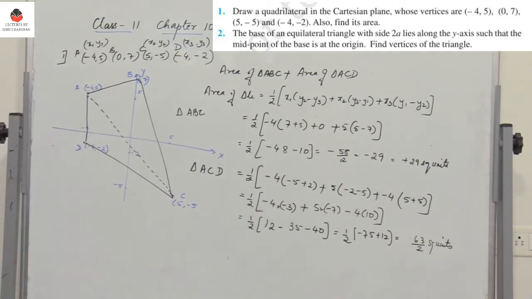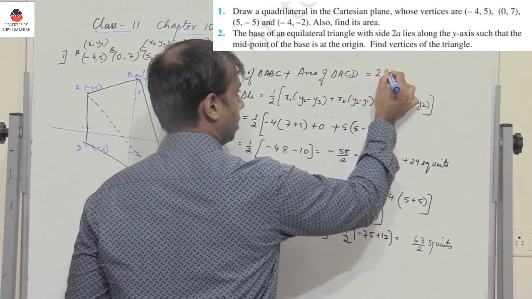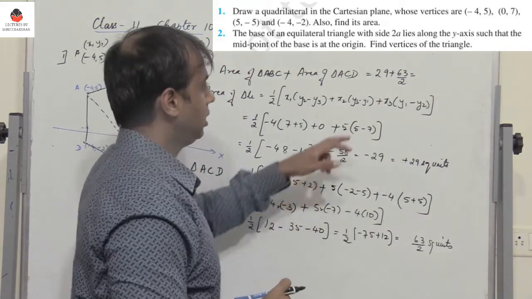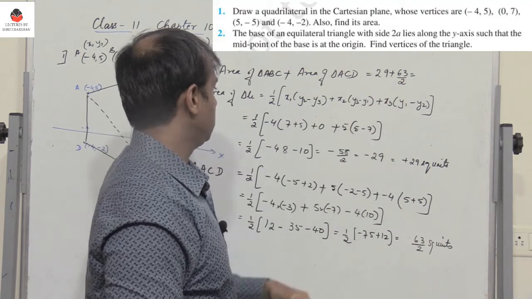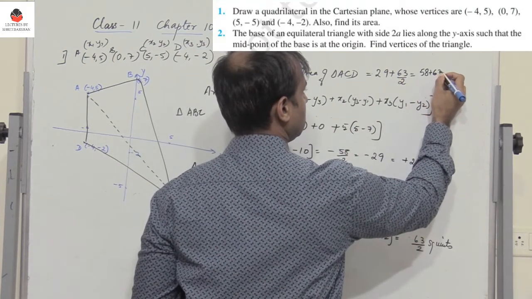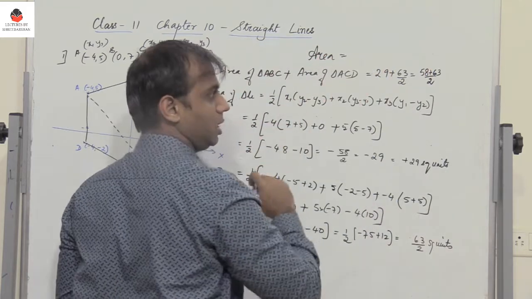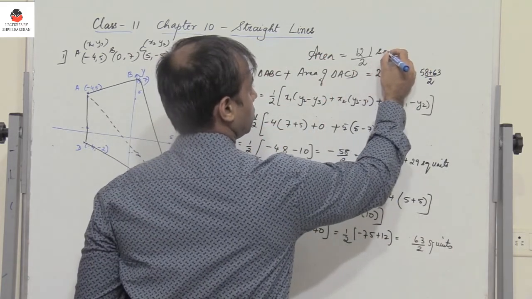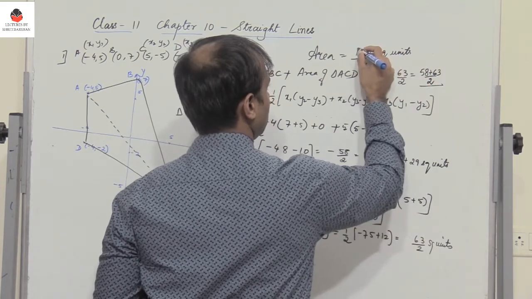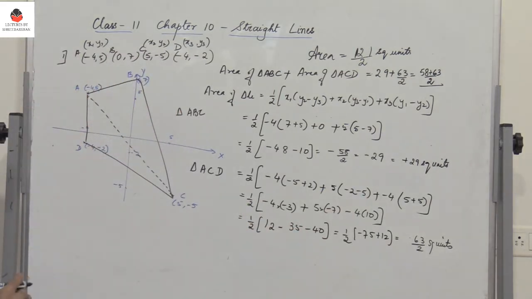Now I have to add both of them. What is the total area? The total area is 29 plus 63 by 2. Take the LCM here: 29 into 2 will give me 58, so 58 plus 63 by 2. So the total area of the quadrilateral is going to be 121 by 2 square units. You add these two, you get 121 by 2 square units. So this is the first problem. Let's move on.